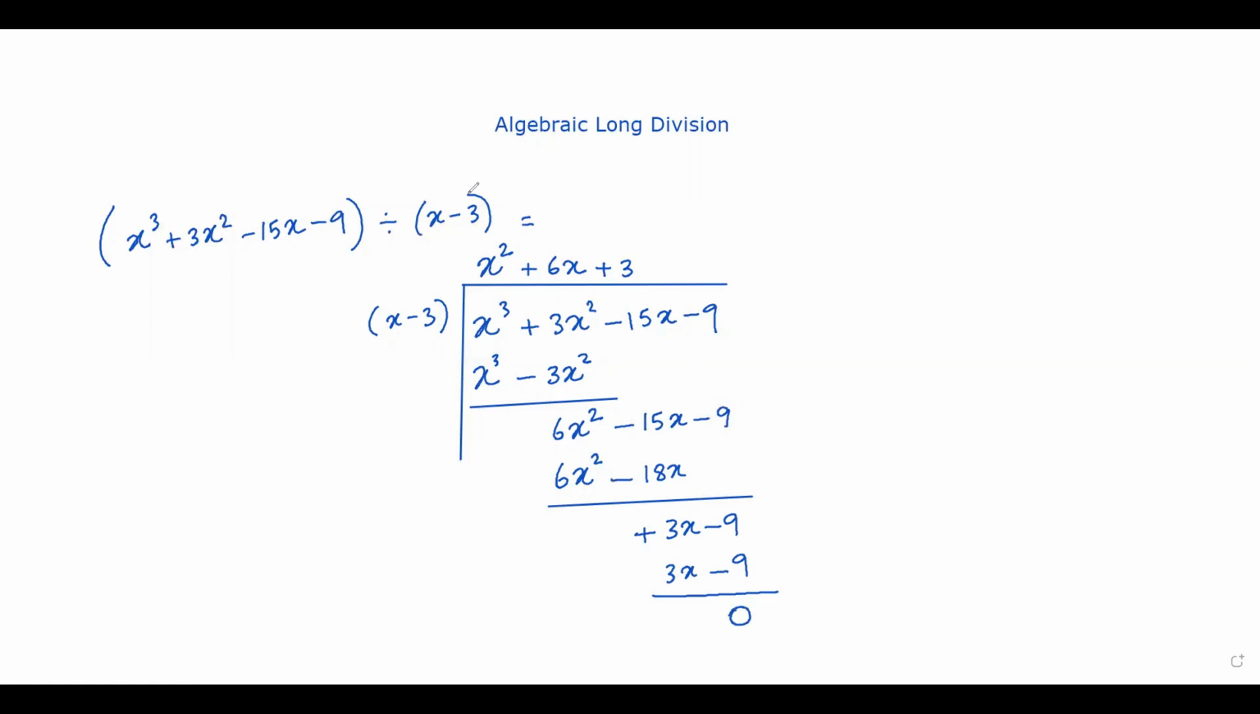So x minus 3 is a factor of this polynomial. Therefore, we do not have a remainder. Remainder is 0. So our answer for this question is x squared plus 6x plus 3. When x cubed plus 3x squared minus 15x minus 9 is divided by x minus 3, we are getting x squared plus 6x plus 3 and no remainder. Let's look at another example.